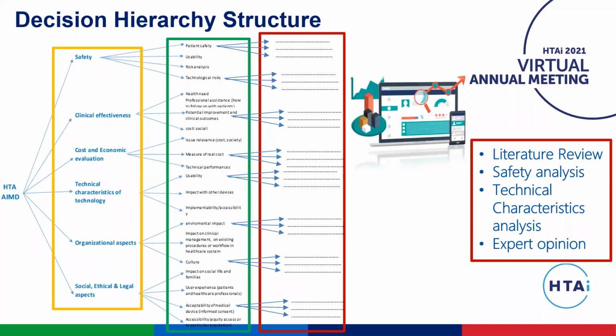The evidence gathered until now was carefully analyzed and integrated in a decisional hierarchy structure. So, following the EUnetHTA Core Model, we extracted the most suitable domains for our specific context analysis. So we analyzed the safety, the clinical effectiveness, the cost and economic evaluation, the technical characteristics of the technology, organizational aspects, and social, ethical, and legal aspects.